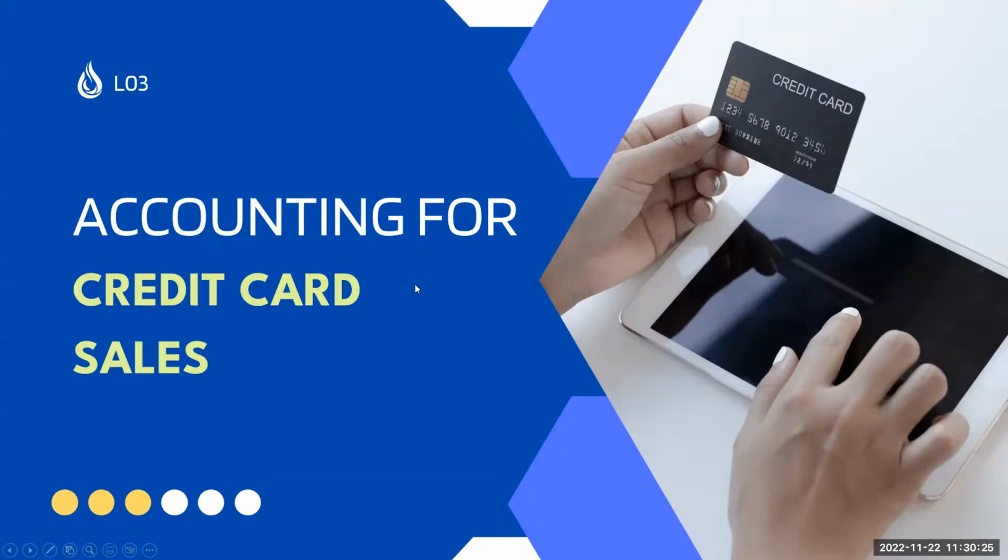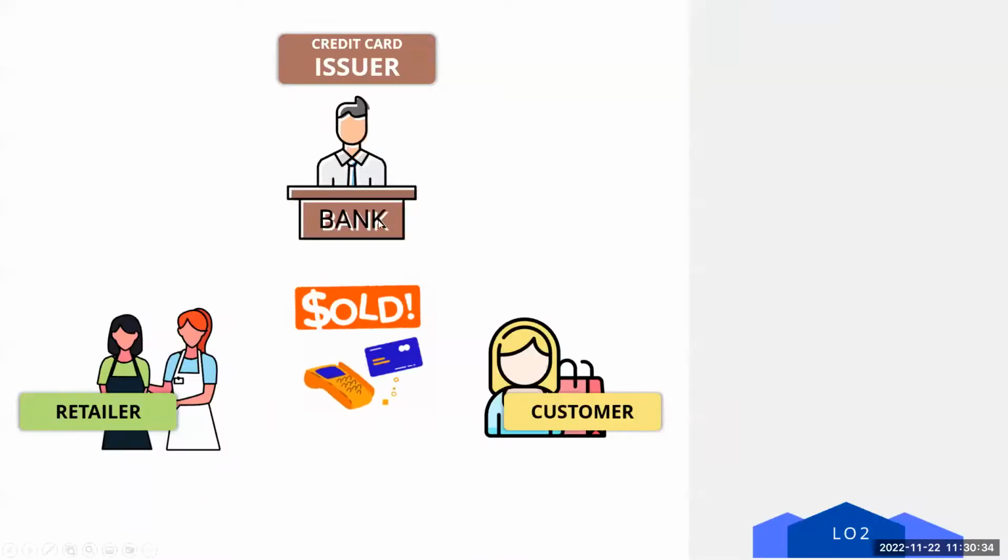So the last two concepts na I'll quickly go through lang would be credit card sales and yung AR turnover, similarly to inventory turnover. So for the credit card sales, basically tatlo yung parties to a credit card sale. You have your credit card issuer, your customer, and your retailer.